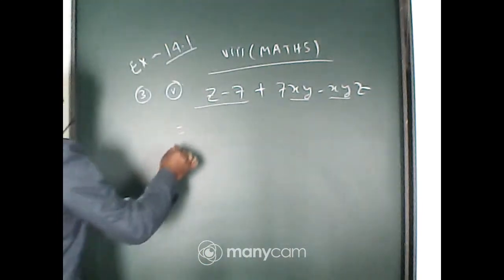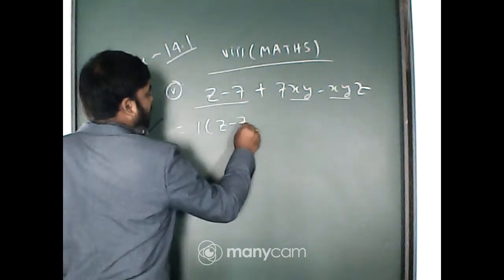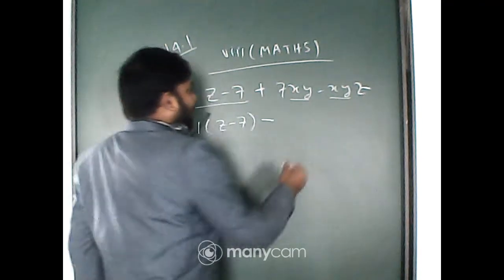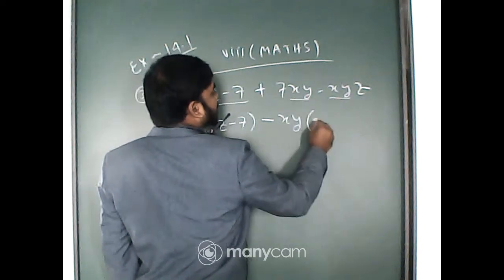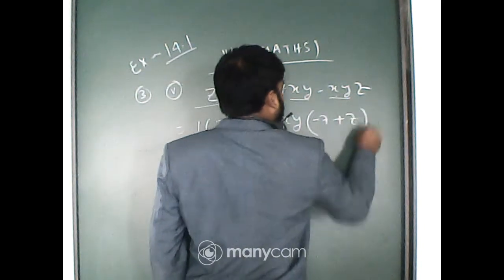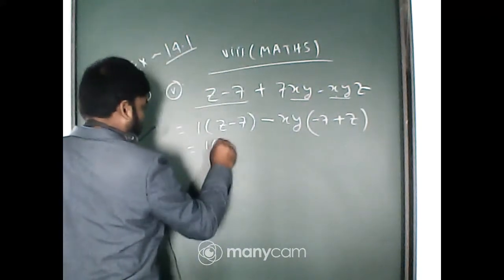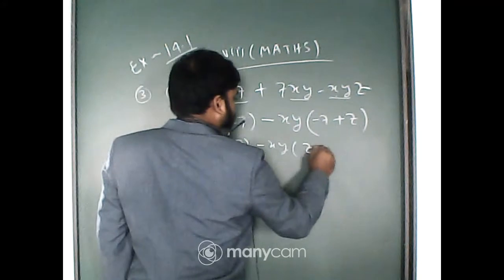So 1 into z minus 7, and minus xy. If you take minus xy common, the positive 7 changes into minus 7, and minus xyz changes into plus z, so z minus 7. So the next line, 1 into z minus 7 minus xy into z minus 7.